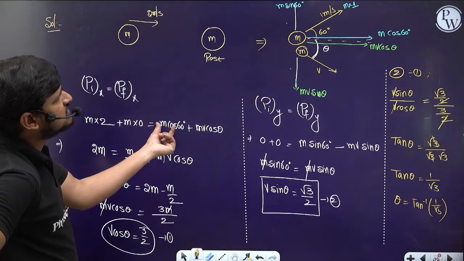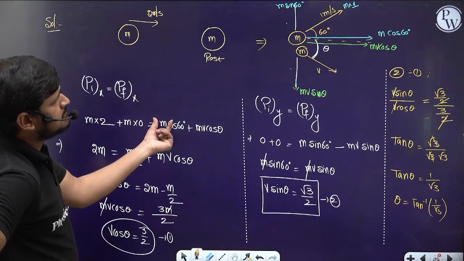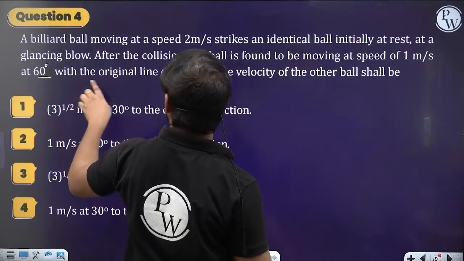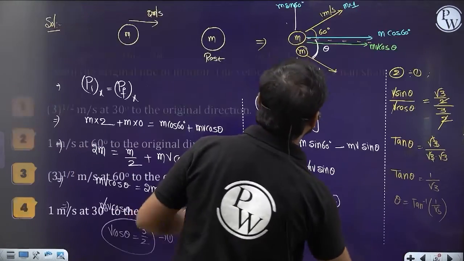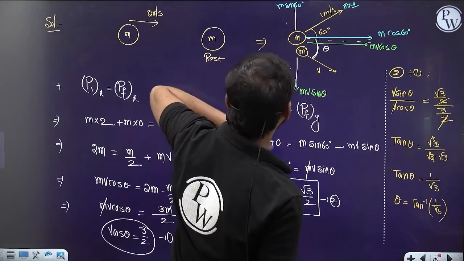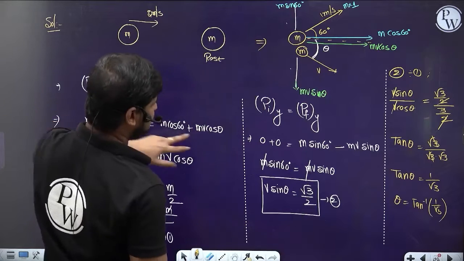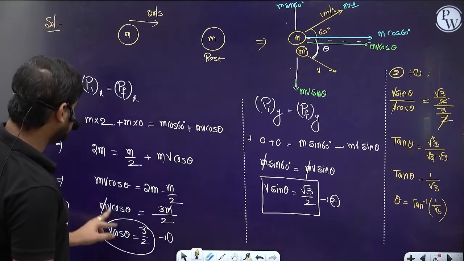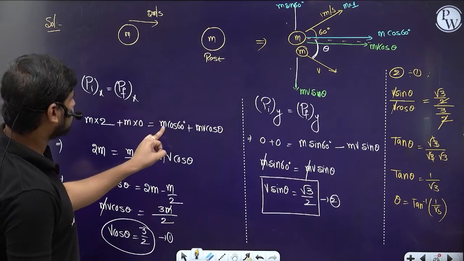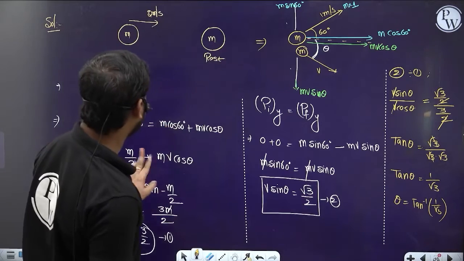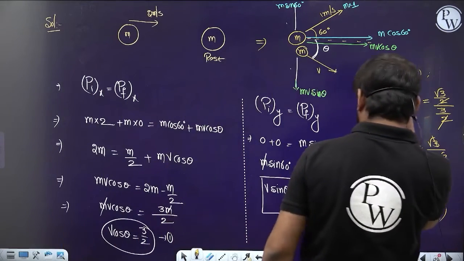The ball moves at 1 meter per second at an angle of 60 degrees with the original line of motion. So m cos 60 and this is m sin 60. So m sin 60 means root 3 by 2. And m cos 60 degrees means we can write m by 2, since cos 60 is 1 by 2. Fine, so we got theta.